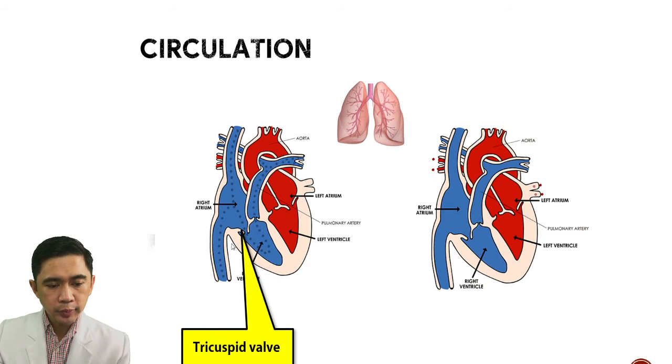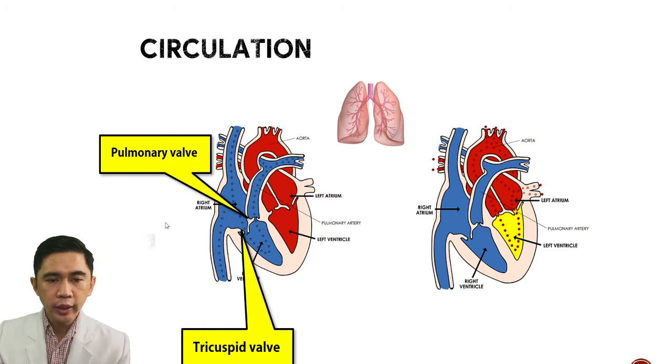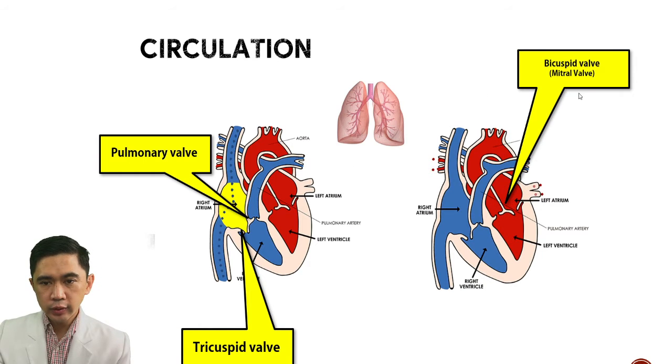We have the tricuspid valve. It is the valve that separates the right atrium from the right ventricle. And also the pulmonary valve, which is the valve between the right ventricle and the pulmonary artery. We also have the bicuspid valve, which is between the left atrium and the left ventricle.